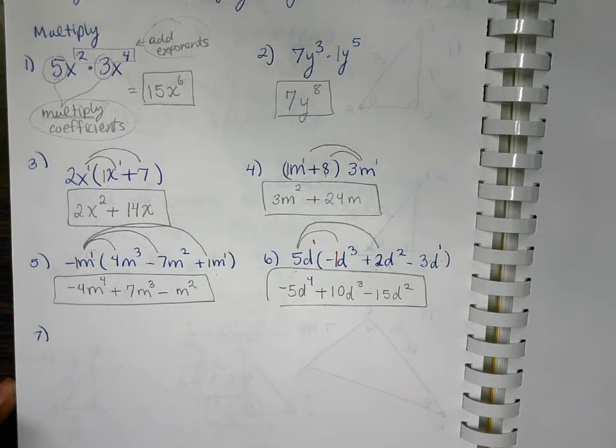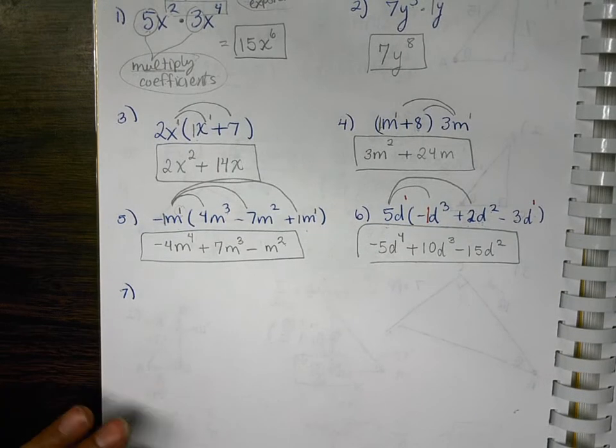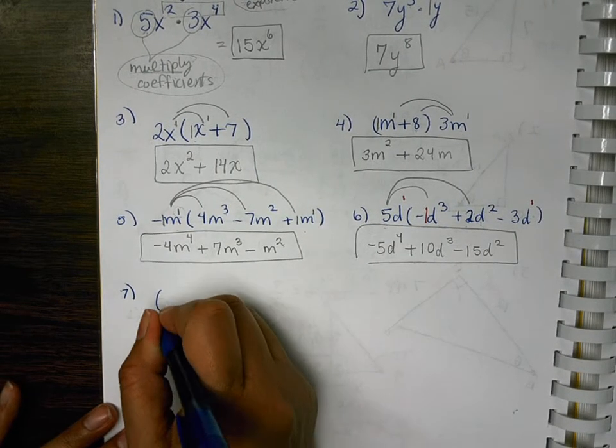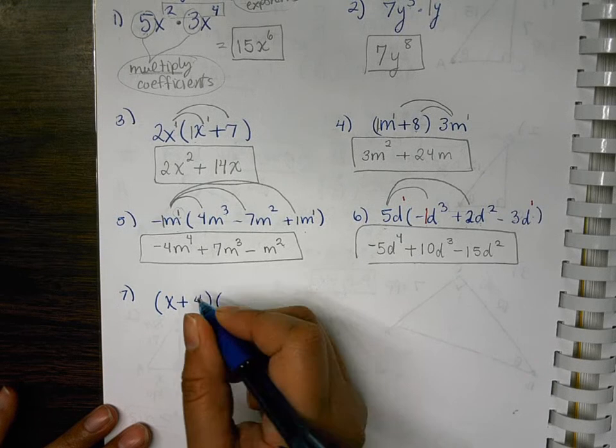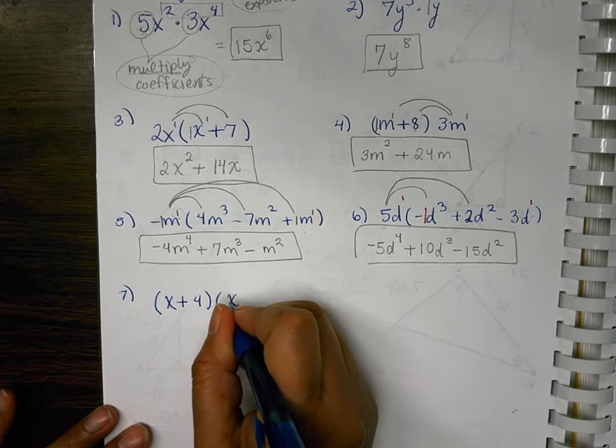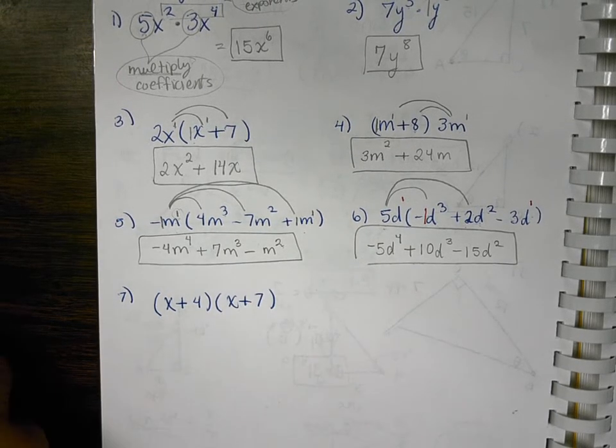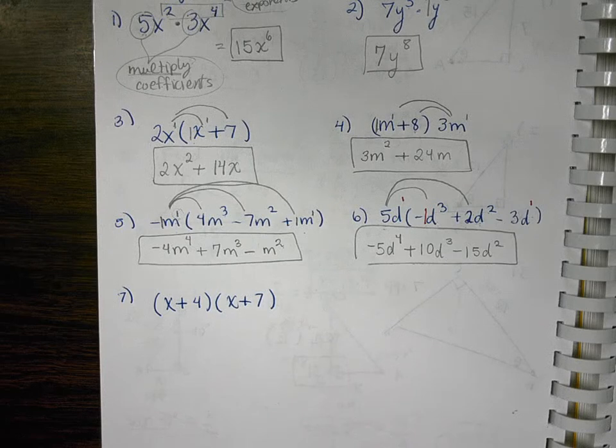Okay, and that's this next piece here. Number 7. These you've not seen before. These are my favorite type of distribution problems. I'm going to show you what they look like. X plus 4 parentheses times the quantity of x plus 7. All right. Does it look a little different from the last few that we've had?